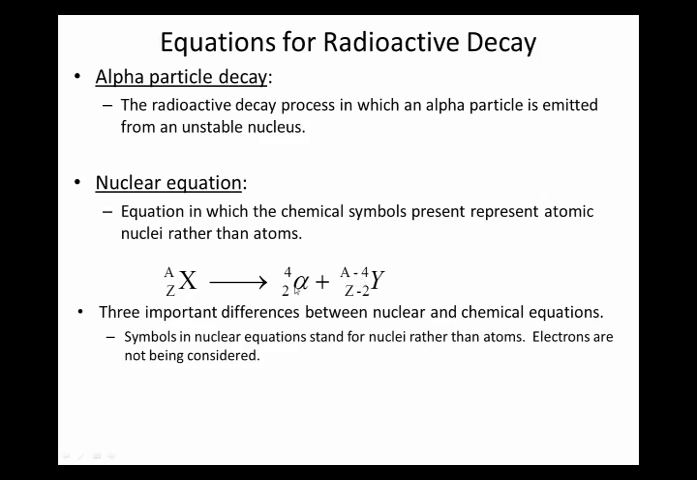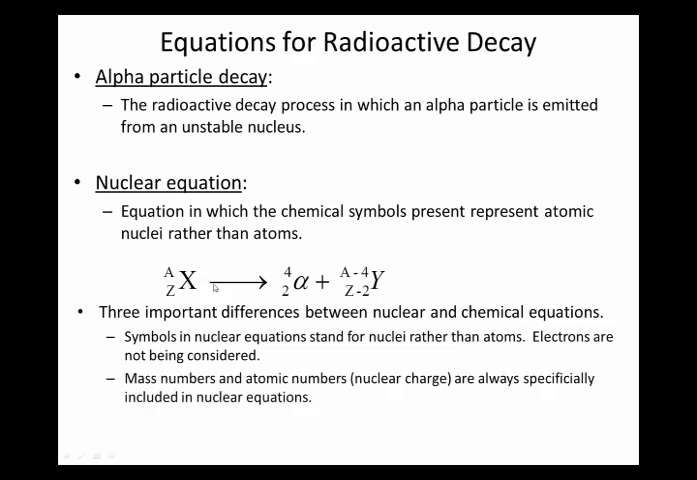So when we write these kinds of equations, it looks very similar to a chemical reaction, but it's not exactly. There are some important differences. One, the symbols we're writing are just for the nuclei, not the atoms. We're not considering the electrons at all. There's nothing happening with the electrons. We are just talking about the nuclei. So the charges aren't even, we don't care.